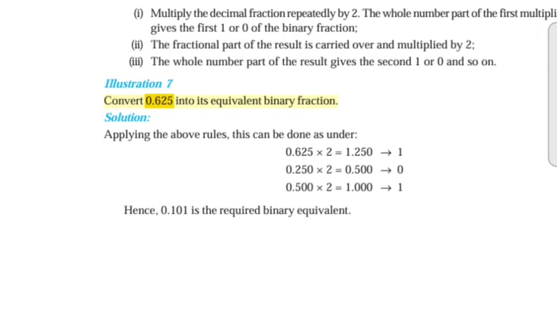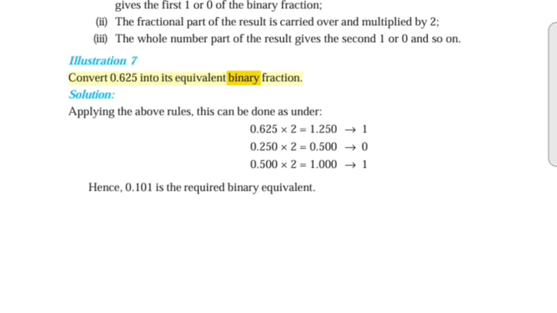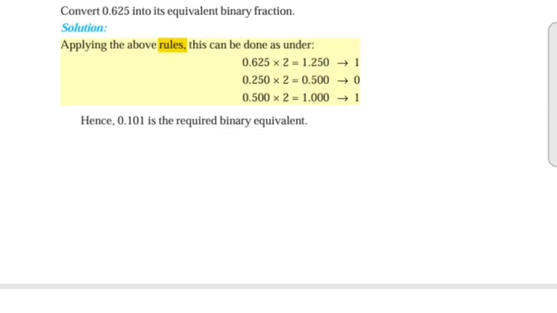Illustration 7. Convert 0.625 into its equivalent binary fraction. Solution. Applying the above rules, this can be done as under. 0.625 times 2 equals 1.250, giving 1. 0.250 times 2 equals 0.500, giving 0. 0.500 times 2 equals 1.000, giving 1. Hence, 0.101 is the required binary equivalent.